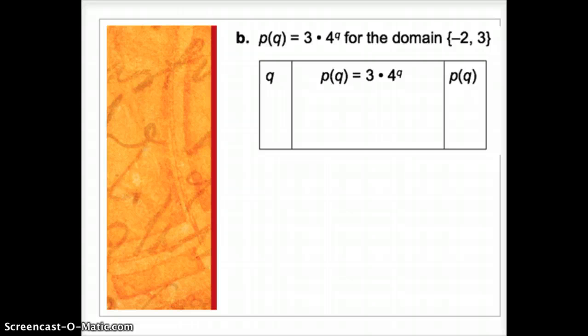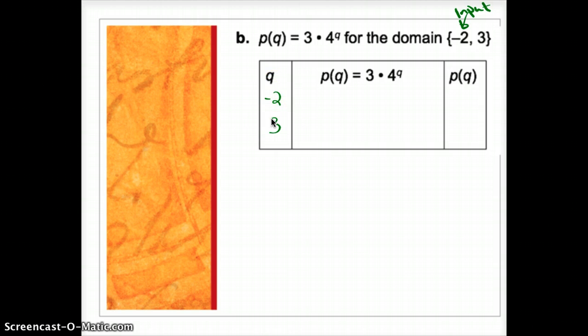Okay, this time I want you to try this on your own. P of q equals 3 times 4 to the q for the domain -2 and 3. Okay, and then come back and check if you're right with me. All right, so domain, remember that vocab, that's all your inputs. So that's going to be my values for q. So I'm going to try q as -2 and q as 3.